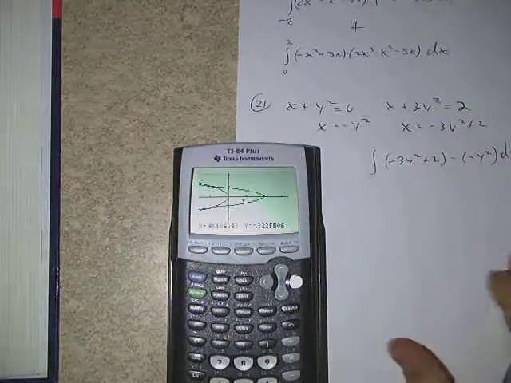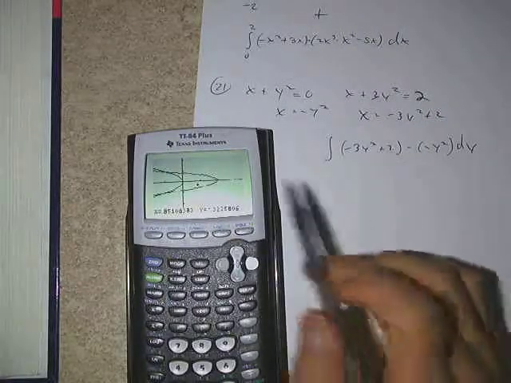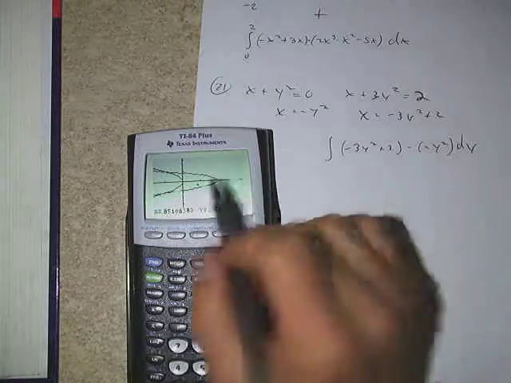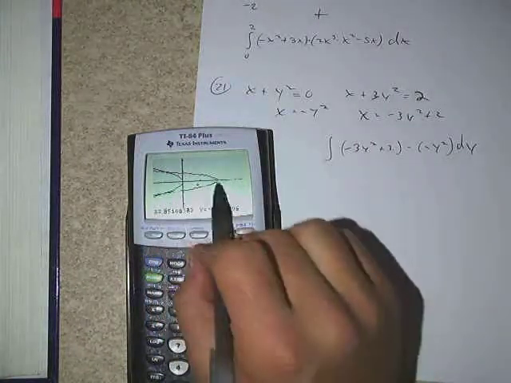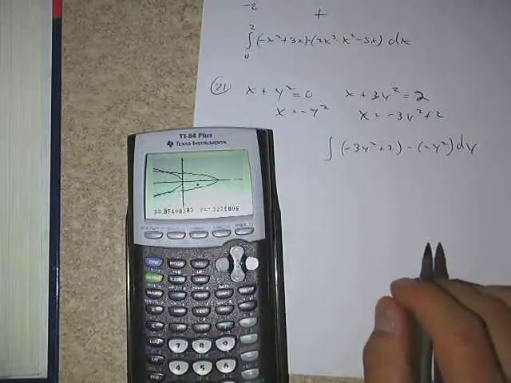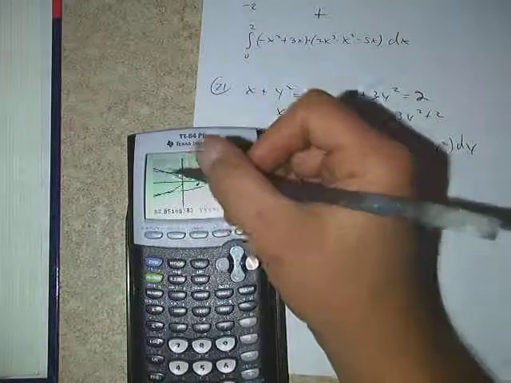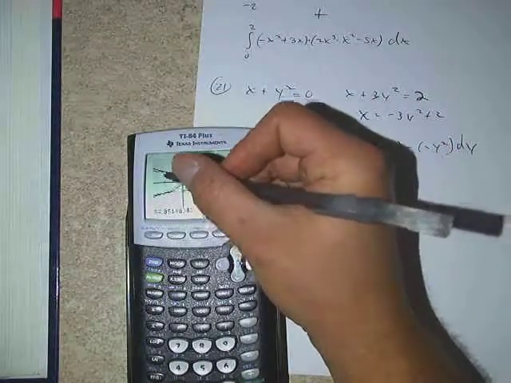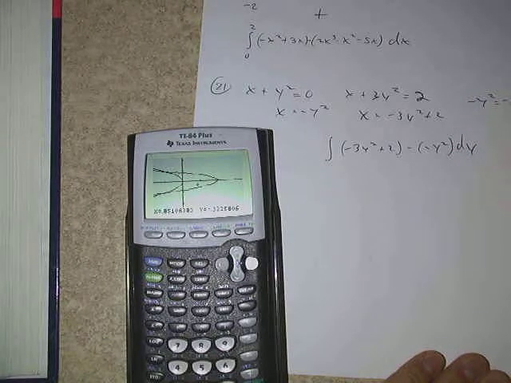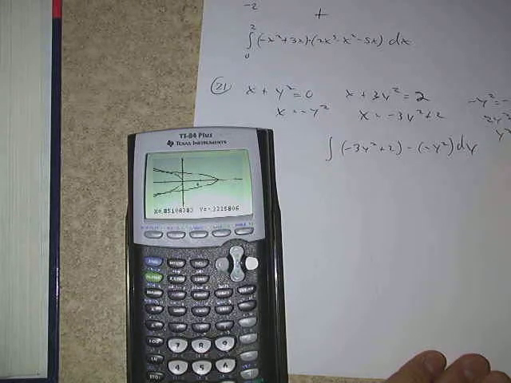So the question is, which one of these is to the right and which one is to the left? Well, we know that x minus y squared is going to contain the origin, so that's going to be this one. True? And so when we set up our integral, we're going to do right function, non-function I should say, right relation minus left relation. So that ultimately will be our integrand. Because again, the negative 3y squared plus 2 is the one that's on the right. And again, if we do a horizontal slice, that function is always on the right. Always on the left is the negative y squared relation.